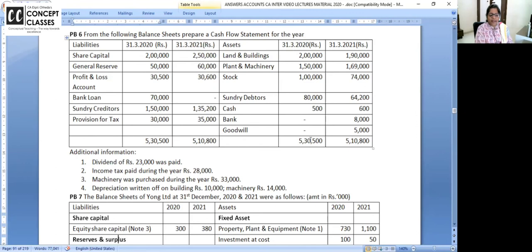Goodwill was not there and now goodwill is 5,000, means what? It is purchased goodwill to bank, and goodwill is asset purchased. Asset purchased is outflow in investing activity. Now dividend is paid 23,000, in financing activity में outflow, dividend paid, add back ऊपर P&L. Income tax paid is 28. Last you have to show. Income tax paid last in the operating activity after working capital changes. Machinery purchased is given. Depreciation to be written off is given.